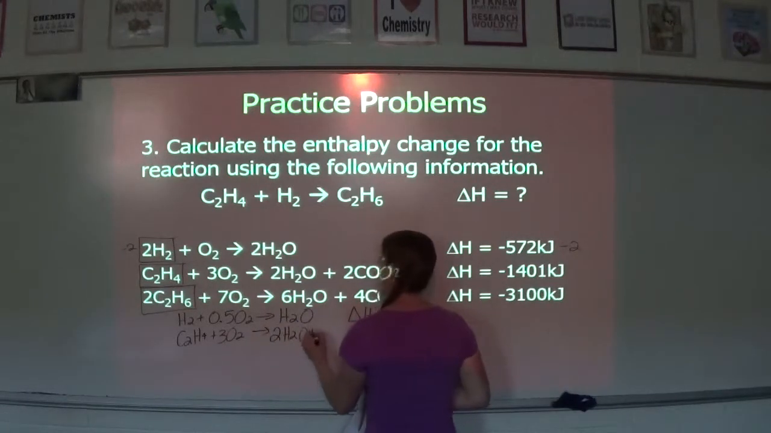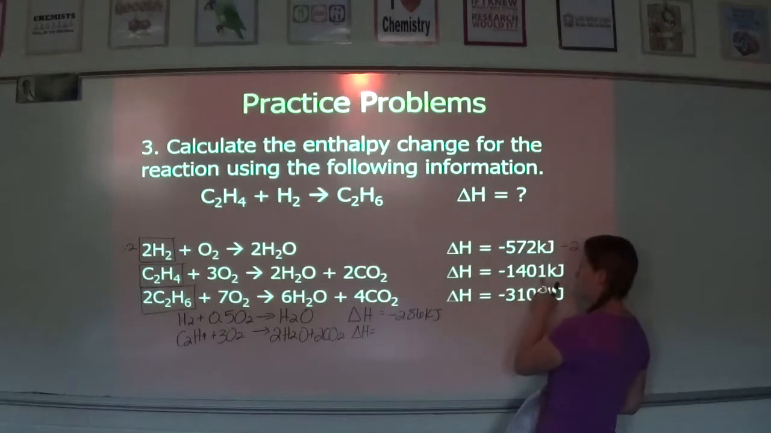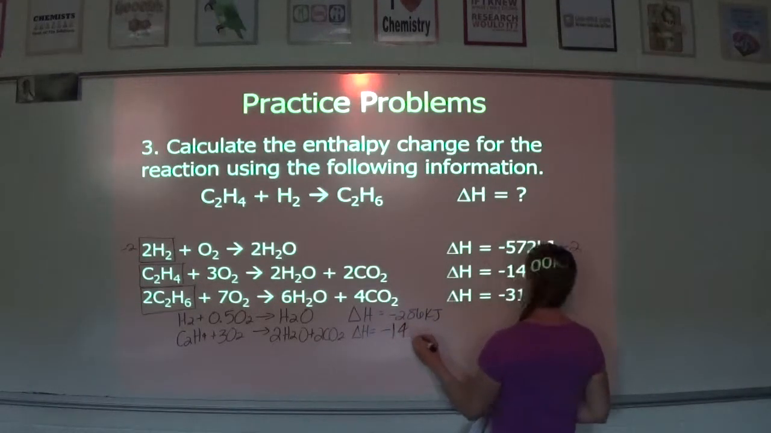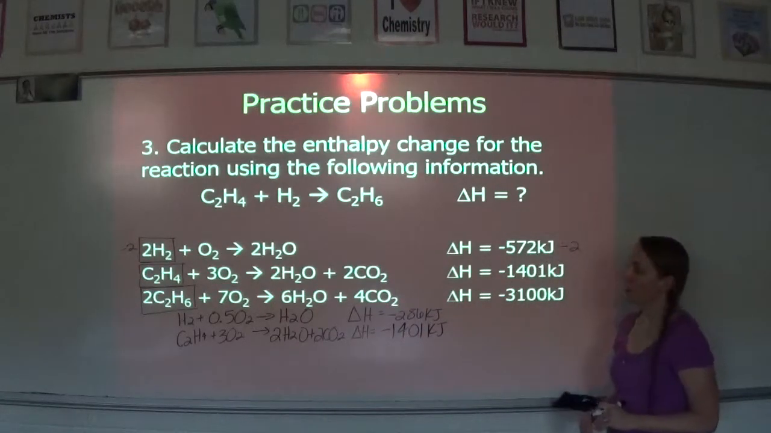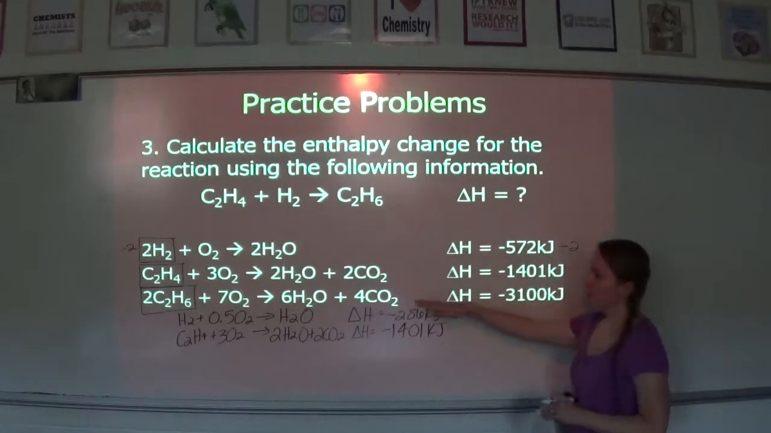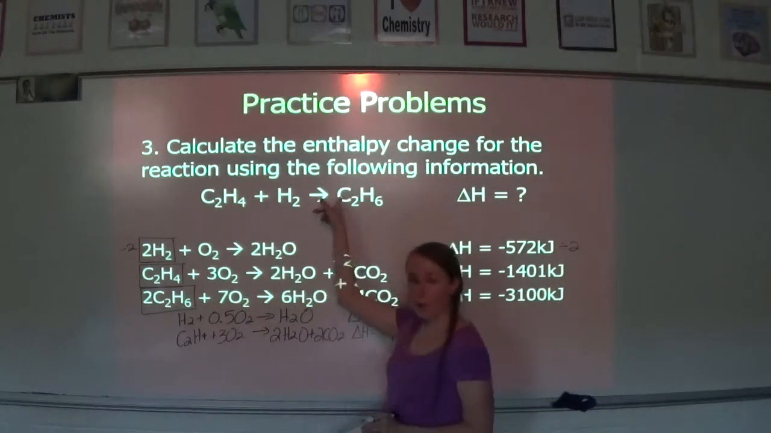And so if I don't change the reaction, then I do not change my delta H. So it remains the same, negative 1,401 kilojoules. Alright, so we left that one the same. So now look at my bottom one. I have 2 C2H6 as a reactant. I want 1 as a product.